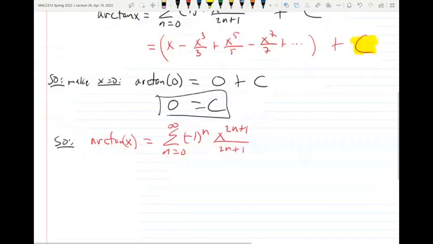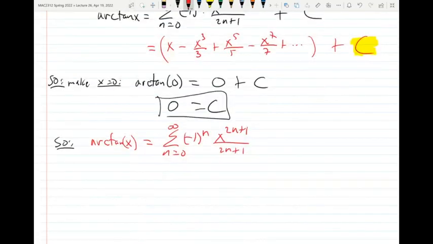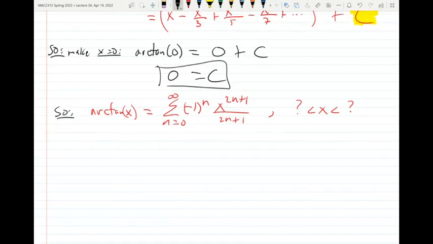Okay? Now, this is not done yet because we need to say for what values of x. We need to find the interval of convergence, because it doesn't mean that this will be true for all x. We need to see that. So we need to do a little ratio test here. So to find the interval of convergence, let's do the ratio test.